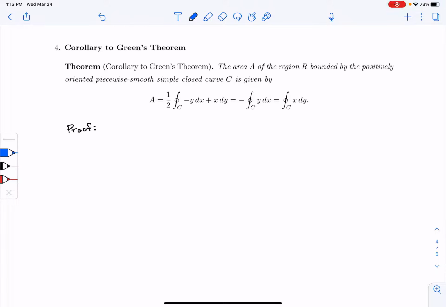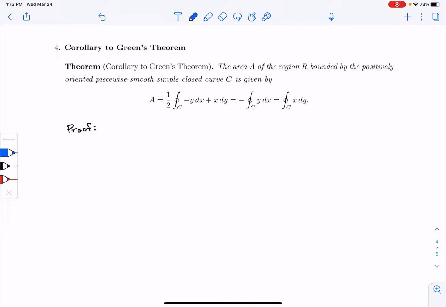We will conclude this lesson with a corollary to Green's theorem. It states that the area A of a region R bounded by the positively oriented piecewise smooth simple curve C is given by one of three expressions: 1/2 times the integral around C of minus y dx plus x dy, or just minus the integral around C of y dx, or just the integral around C of x dy.